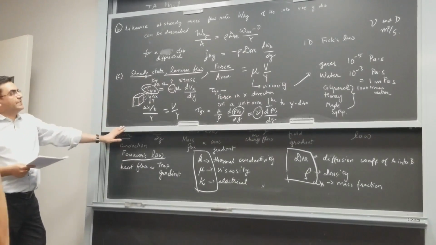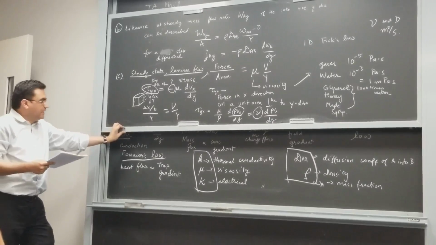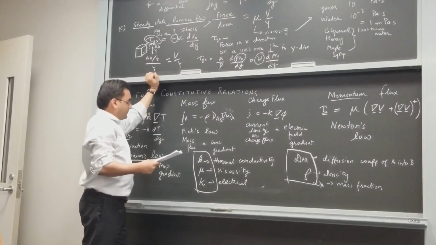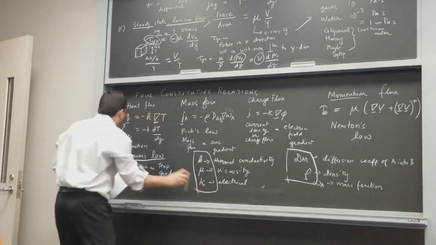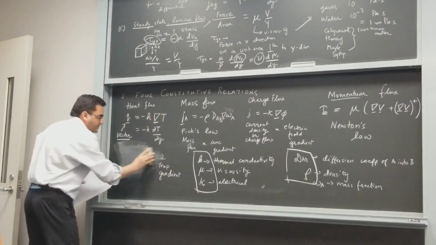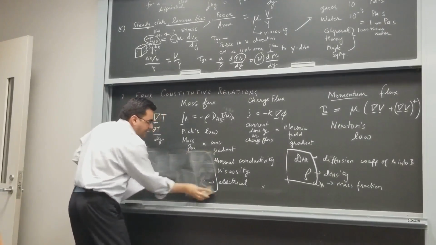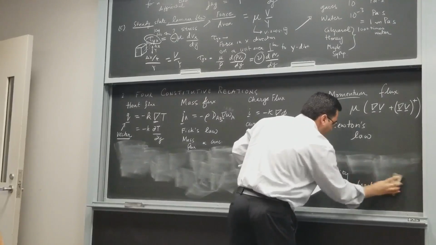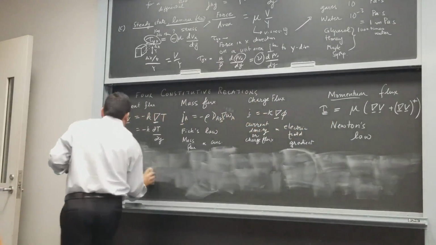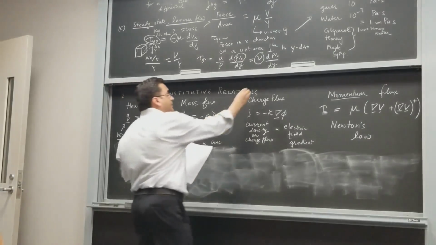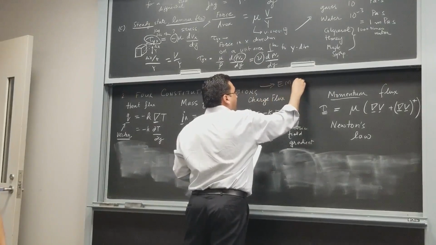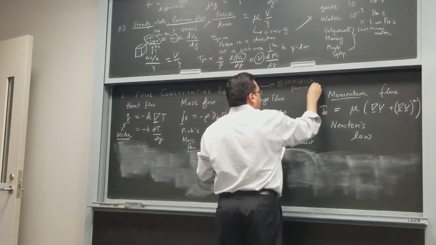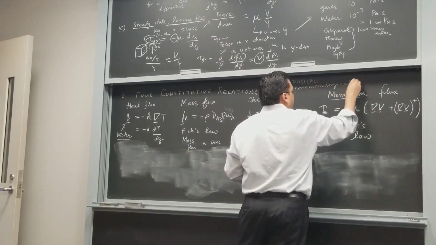So all these constitutive relationships are empirical. They are defined based on phenomena, and in addition to these four constitutive relations, what we always need to solve transport phenomena problems is a set of principles that are actually more fundamental in nature. So these constitutive relations are all empirical, and they are phenomenological models.